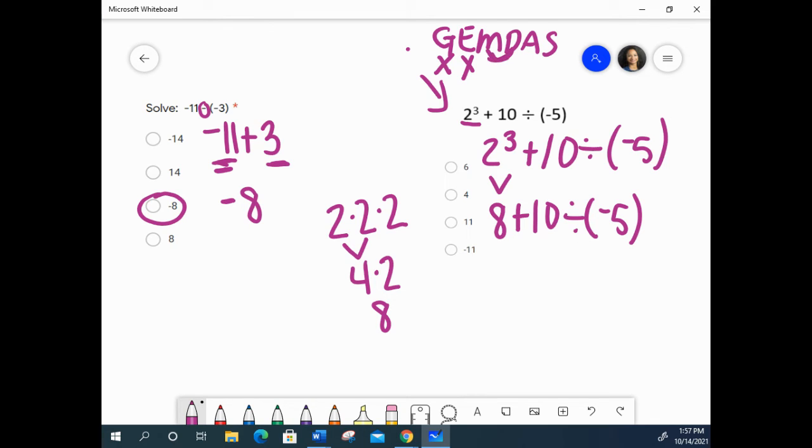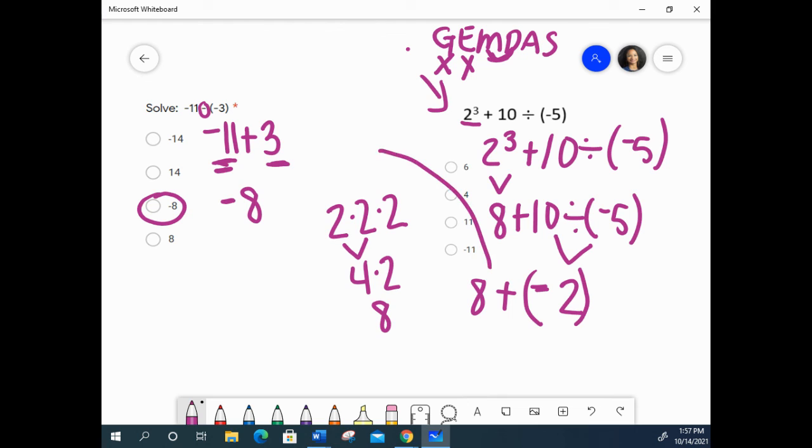Next up, we have multiplication or division, whichever one comes first in the problem. In this case, I see that we have a 10 divided by negative 5. 5 can go into 10 2 times. And now I just need to figure out if it's going to be a negative or positive. Because both of these signs are different, then it's going to be negative. If the signs were the same, then it would have been positive. Now I'm going to bring everything else down. So that means my addition sign and my 8. You can put parentheses around the negative 2 if that makes you feel a little bit better. And now we have 8 plus negative 2.